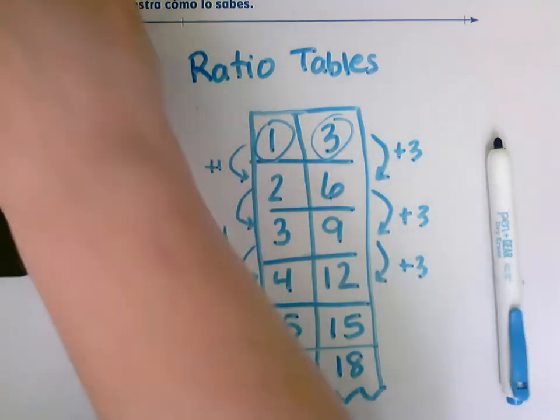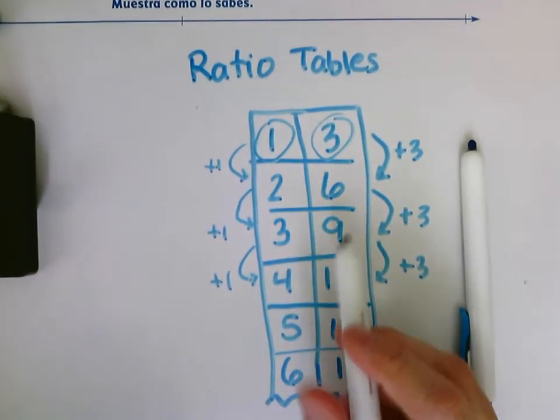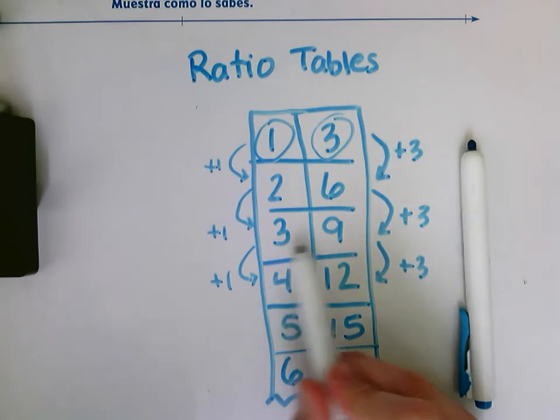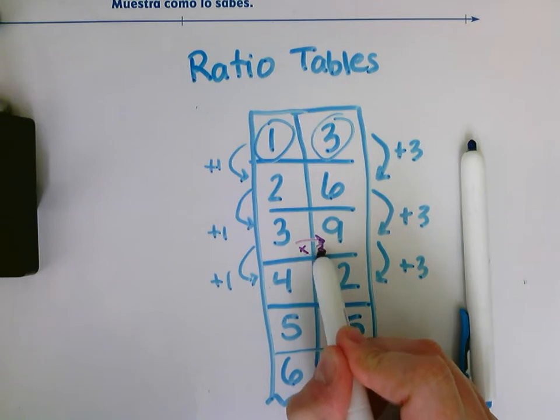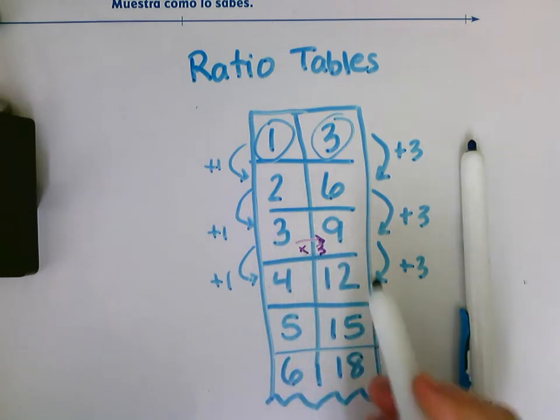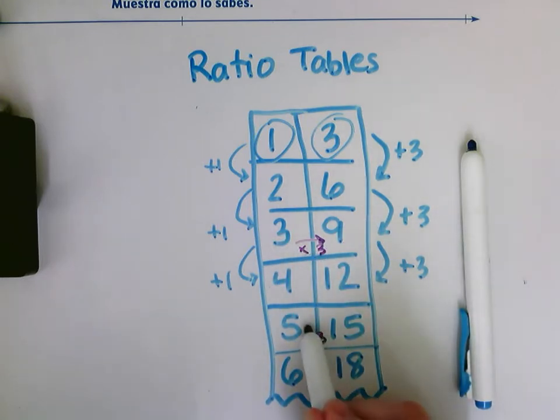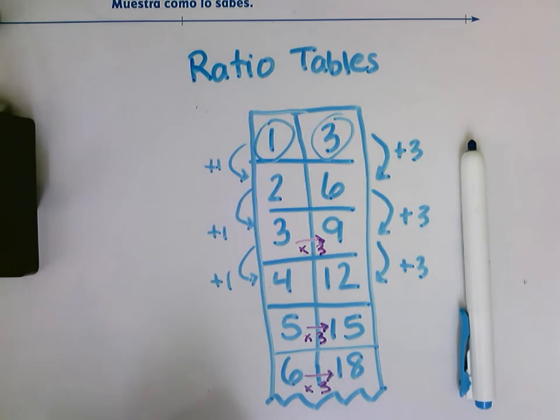I also notice that to get from a number in the left column to the right column, I need to multiply by 3. 3 times 3 is 9. 5 times 3 is 15. 6 times 3 is 18. So we're going to use this same pattern as we work on our ratio tables today.